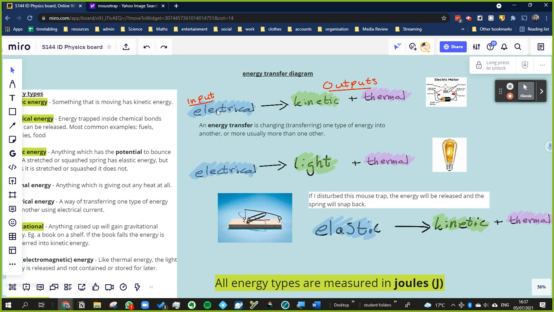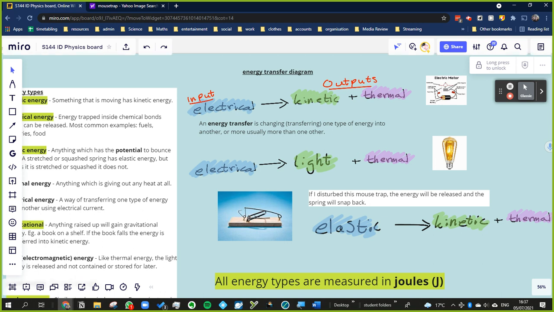It uses electrical energy, so we can say that's the input energy. These two are the output energies. We say the one that it doesn't want to produce is called the wasted energy, and the one that it does want to produce is called the useful energy. So we have wasted and useful energy.